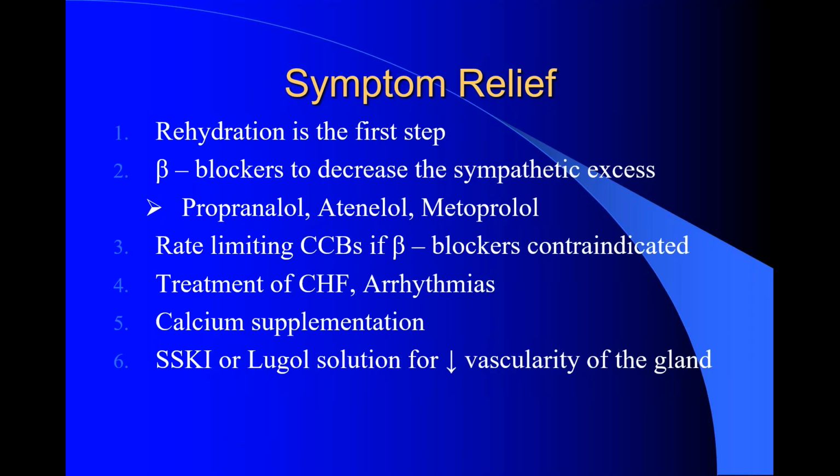Very importantly, for symptom control, propranolol is most commonly given. If propranolol cannot be given, then atenolol and metoprolol can be given. Rate limiting CCBs can be given if beta blockers are contraindicated, for the treatment of CHF and arrhythmia, and calcium supplementation has to be given if required, and sometimes Lugol iodine solution has to be given for decreasing the vascularity of the gland.